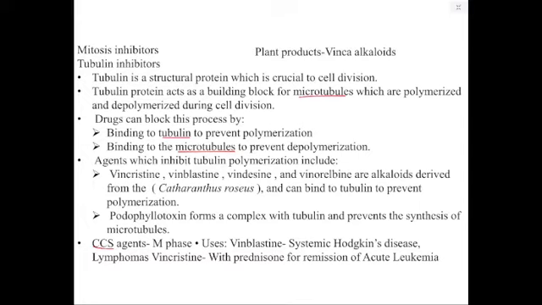So definitely remember that the cell must divide. You have to have the replication of the DNA. The DNA will have replicated when everything will have been formed, but the cell must divide. But now the cell cannot divide. So it means you will find the contents have replicated, but it is not dividing. So definitely you cannot form the daughter cells, and therefore the process of growth and development cannot continue. And you can use vinblastine in systemic Hodgkin's disease, and vincristine with prednisone for remission of acute leukemia.